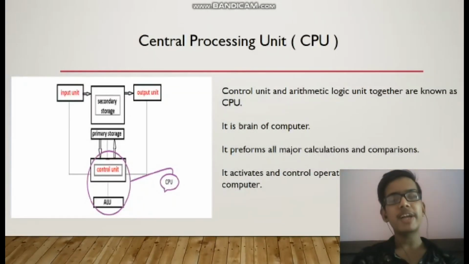Now move forward to our next topic, that is the central processing unit called CPU. Control unit and arithmetic logic unit together are known as CPU. Every human needs a brain and every computer needs a CPU because it is the brain of the computer. It performs all major calculation and comparison, and it activates and controls the operation of the other units of the computer. Whenever the user enters data, it is converted from human readable form to computer readable form through the input unit. Then it is stored in the storage unit, but the major calculation and comparison is done by the CPU.